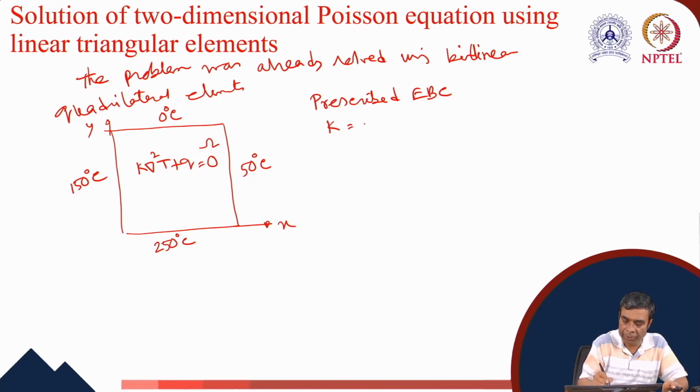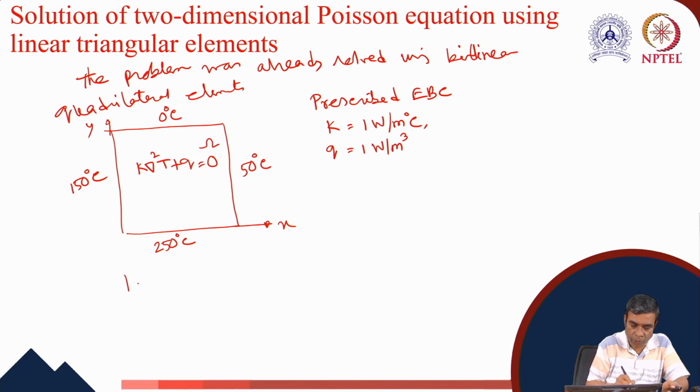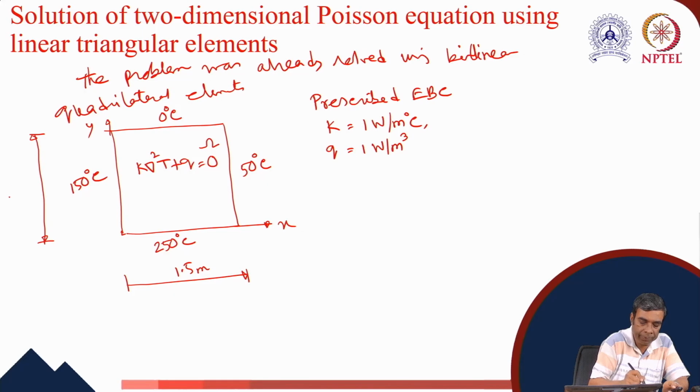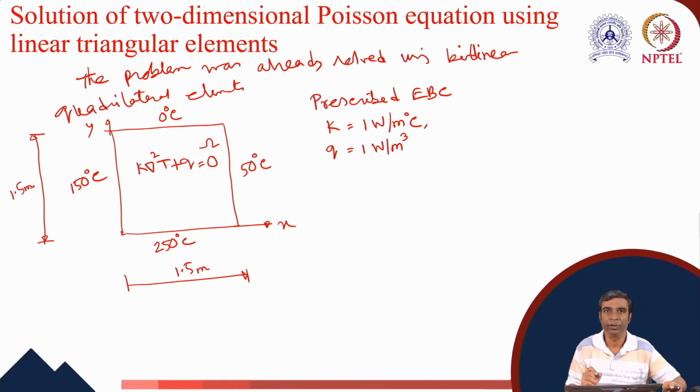K, thermal conductivity, equals 1 watt per meter degree centigrade, and the rate of heat generation is 1 watt per meter cube. So this is a square domain with length 1.5 meter and height also the same value, 1.5 meter. So first we discretize this computational domain.